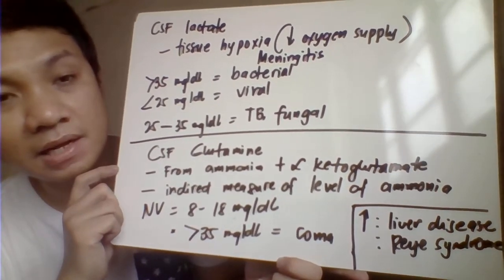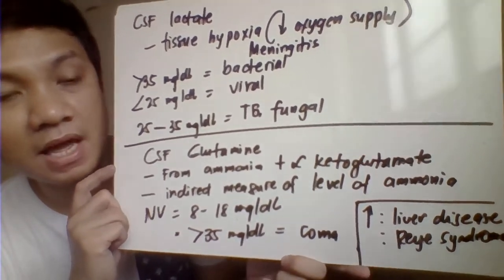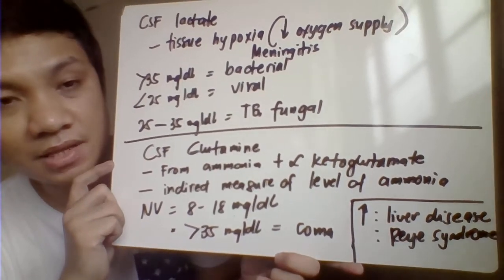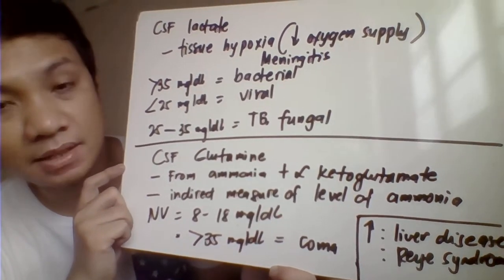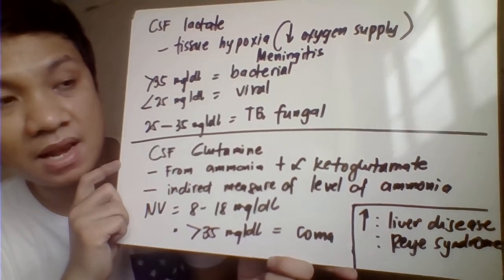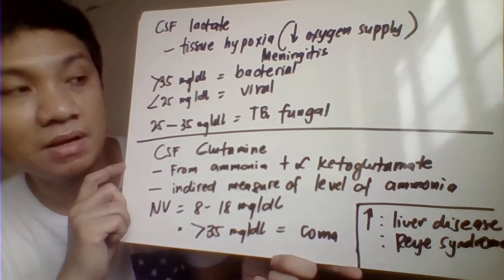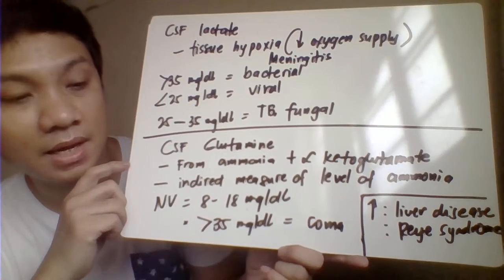Okay, we have here the clinical significance. More than 35 mg per dL lactate concentration would signify bacterial meningitis. Less than 25 is your viral. And a level between 25 and 35 signifies tubercular or fungal meningitis.